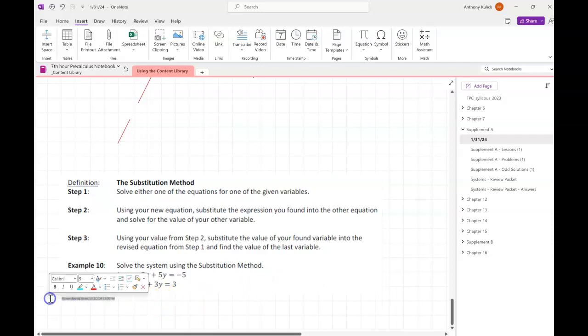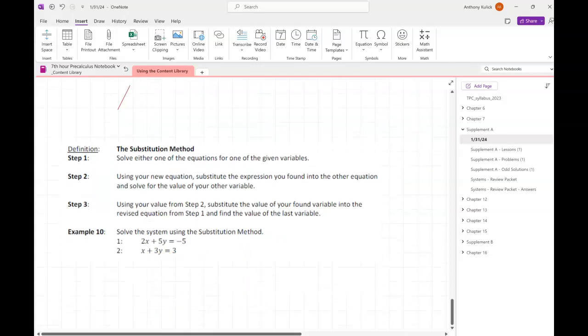For a substitution problem, you want to solve for one of the two variables, so get one of the two variables by itself. Using that new equation, I'm going to substitute the right-hand side of my new equation into the other equation. That means I'll have an equation with one variable. I can solve that now using Algebra 1 methods, get a solution, and then plug that back in to find the other.